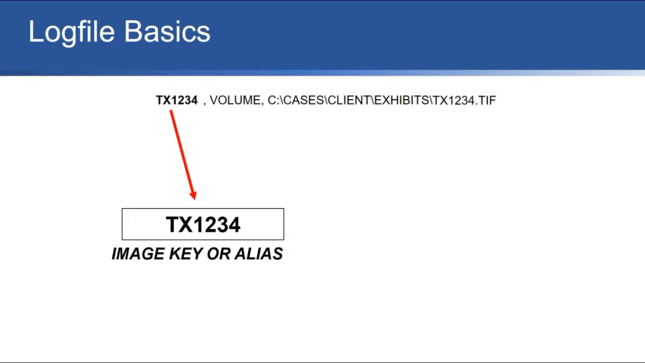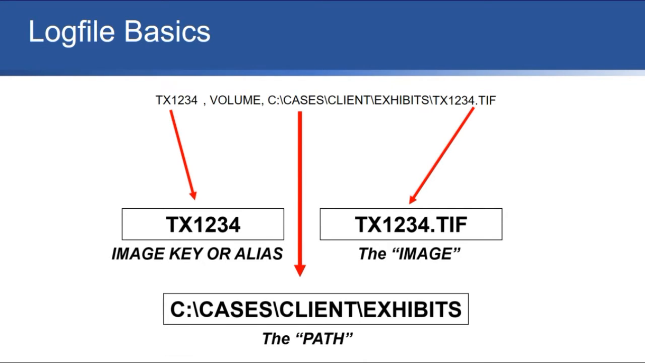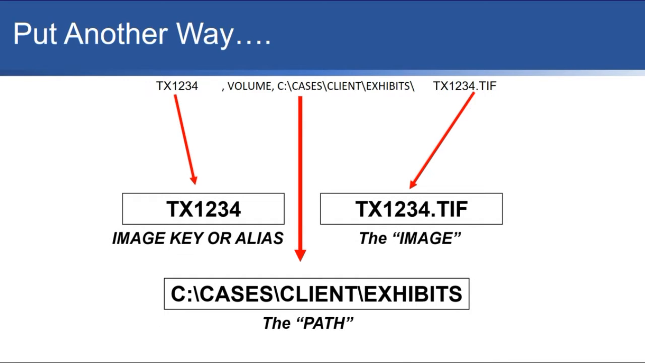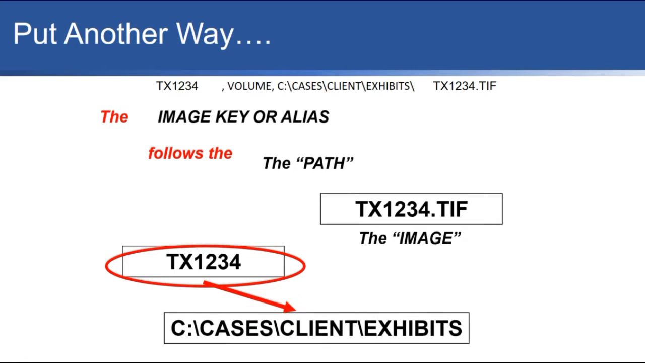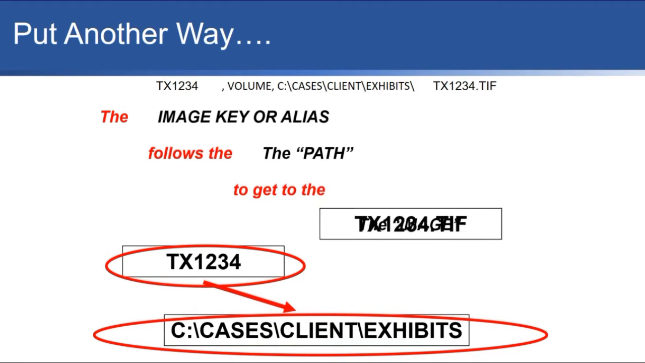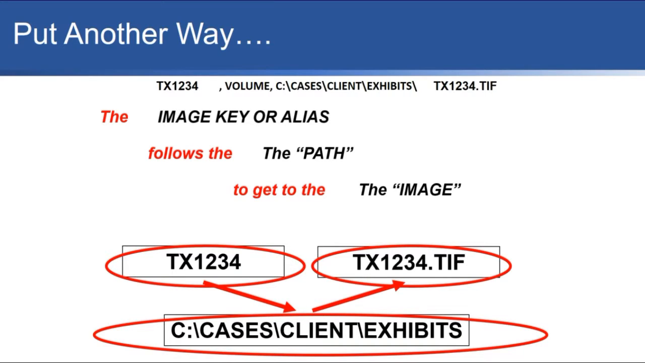So there's the image key or alias. There's the image and the path. So put another way, the image key or alias follows the path to get to the image. I think it took me like 2 days to make this animation, so soak it in a little bit. It's pretty good.